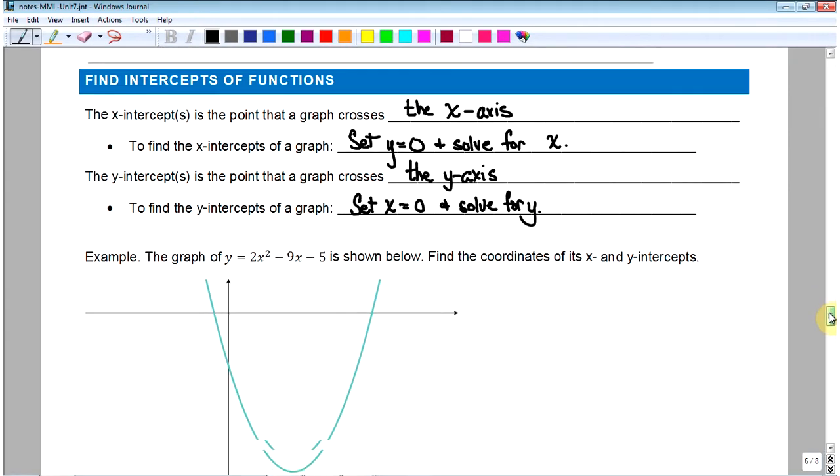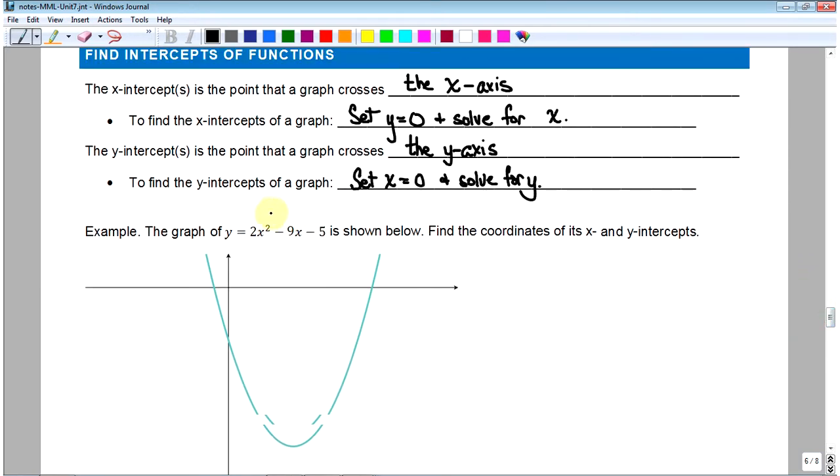So we've seen these definitions before. The thing that's new is applying it to a problem that looks like this. In this example, the graph of y equals 2x squared minus 9x minus 5 is shown below. Find the coordinates of its x and y intercepts.